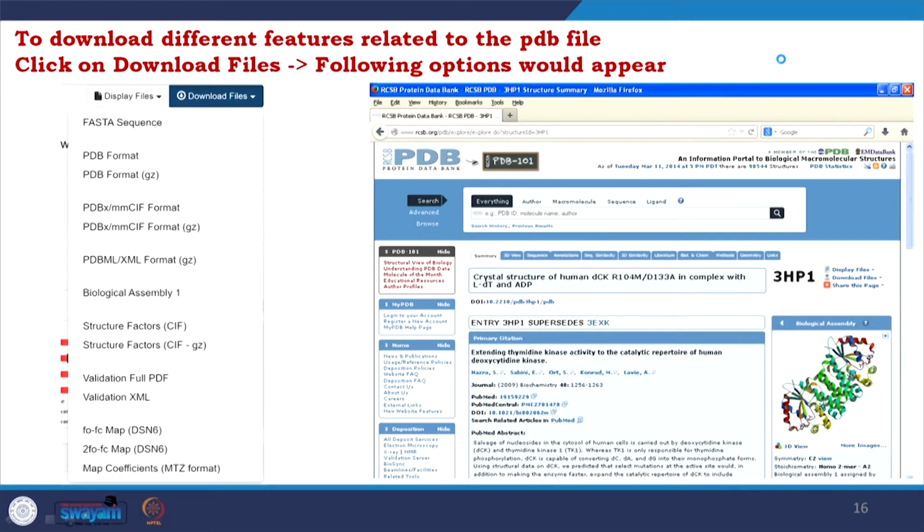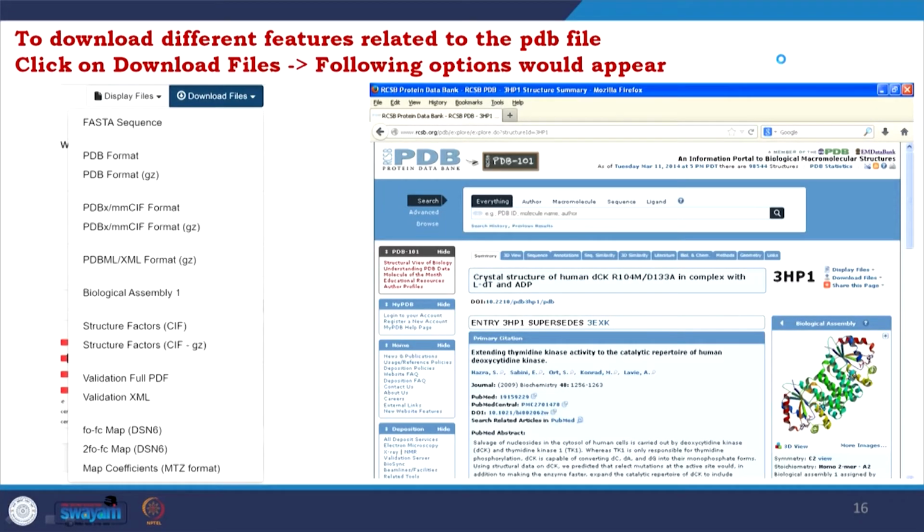Coming to the downloading, there are two options: display file and download file. The download file option is more vivid. Here we have FASTA sequence format, which I have already talked about. PDB format we have discussed, PDBx/mmCIF we have discussed, PDBML, an XML alternative, and biological assembly. If the protein is oligomeric, when you look at the coordinate file you see the file, but the actual biological assembly is expressed here. Then we have the structure factors, we have validation, we have maps.